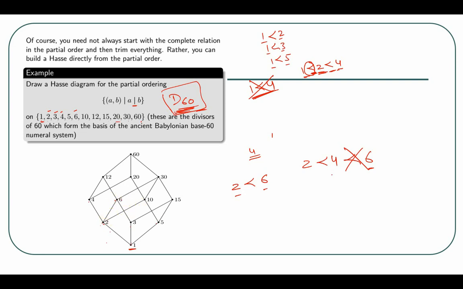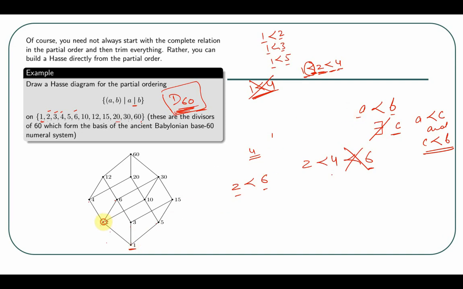Please understand, A is strictly related to B if and only if there does not exist an element C such that A is related to C and C is related to B. If such an element does not exist, then the relationship between A and B is a strict one. Then you will have a line in the hash diagram between A and B.